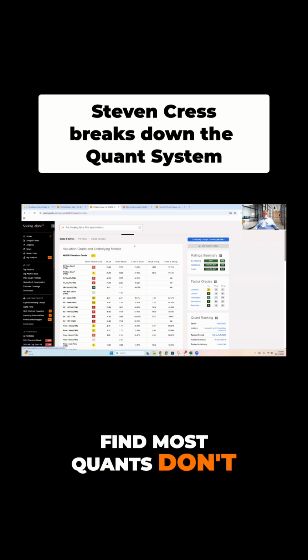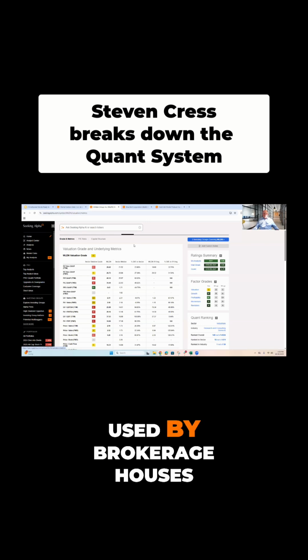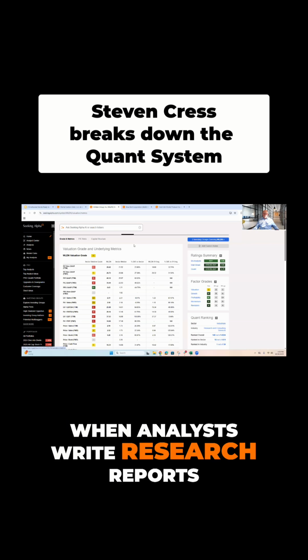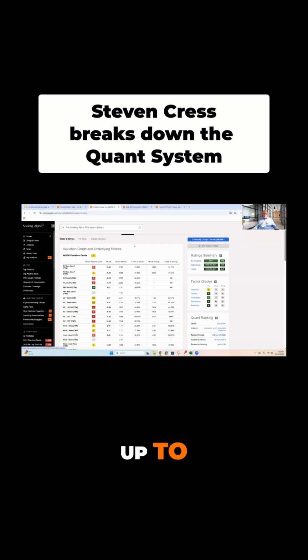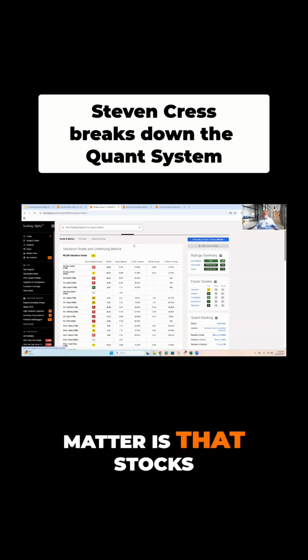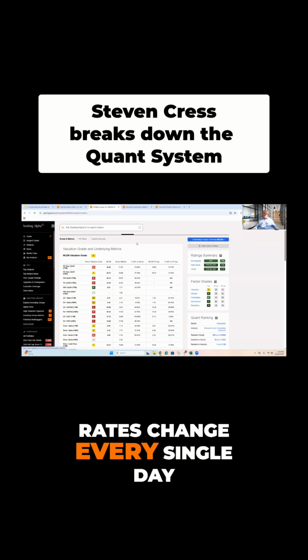Most quants don't really use price targets. It's something that is used by brokerage houses when analysts write research reports, and they want to give people a sense of where a stock could trade up to. But the truth of the matter is that stocks and valuations and growth rates change every single day.